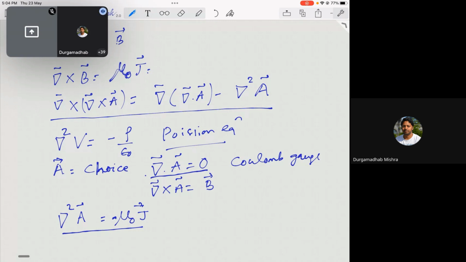But the search is still going on, and if we find it, we will definitely have to modify or change Maxwell's equations.